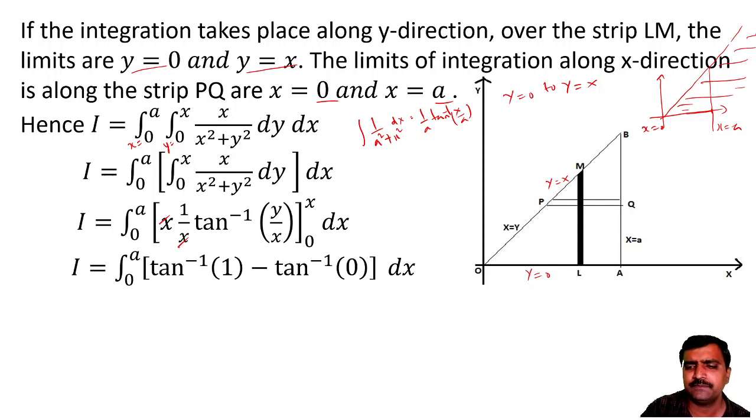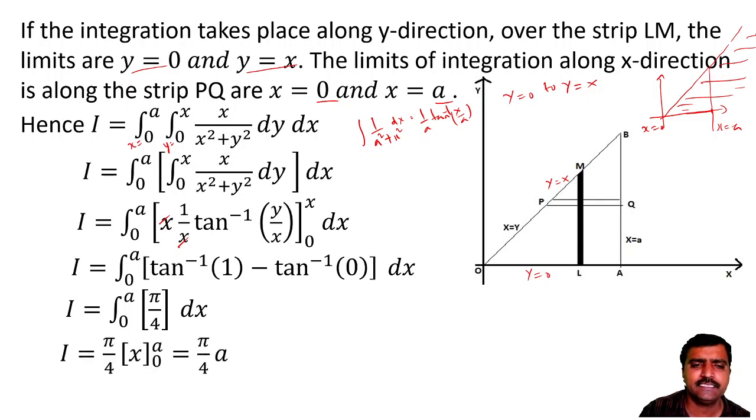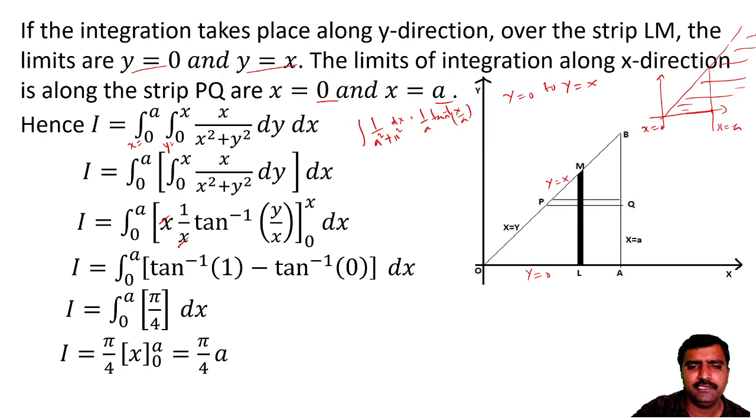Tan inverse of 1 is pi by 4. Again you integrate this with respect to x. Its integration with respect to x is x, and its limit is from 0 to a. Apply the limit: a minus 0. So that is pi by 4 into a. So that is the final value of that double integral. After evaluating this double integral by changing its order, we get pi a by 4. Pi a by 4 is its final answer.